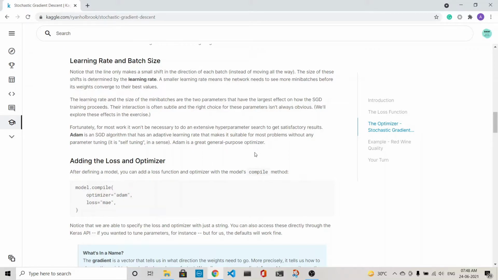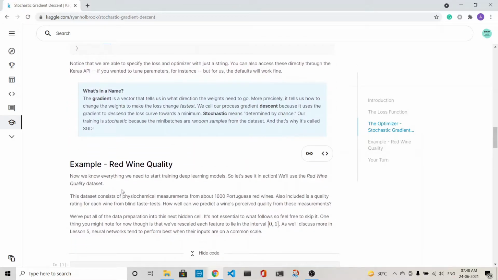So when you define a model, you compile it with an optimizer. The most common optimizer is Adam, and then you compile it with a loss, which is the MAE.